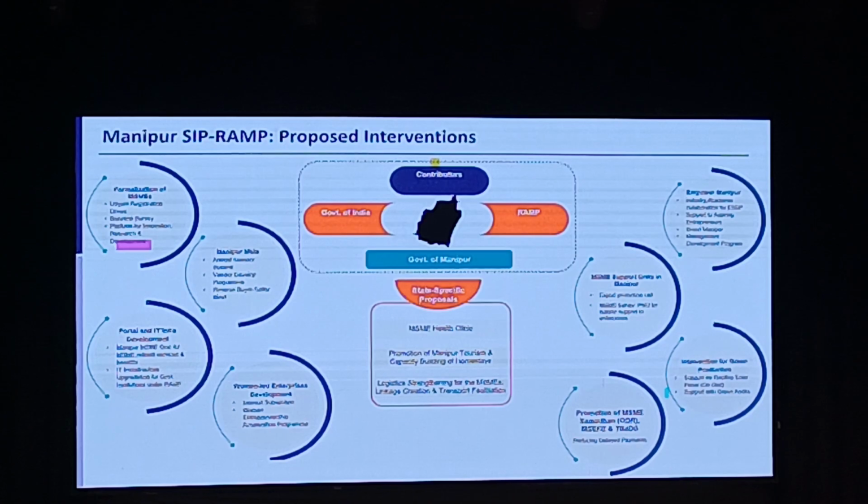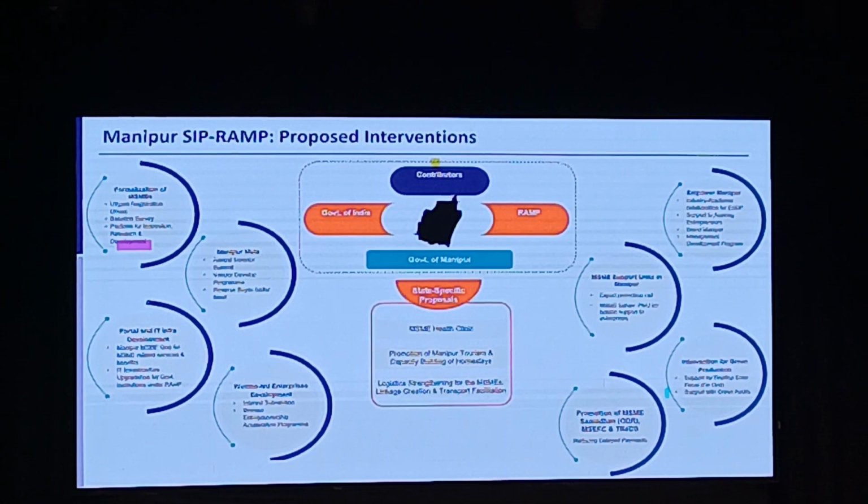Similarly, we talk about state-specific proposals. One is the MSME Health Clinic. Here again, what we have proposed is that over the last 5 years, MSMEs are facing a lot of problems. So if an MSME is in urgent need of some support, we have kept a package of 2.5 lakh per MSME. It has multiple components in terms of the breakdown of the money. So in 2.5 lakh, you could have 50,000 for one component, 35,000 for another component.